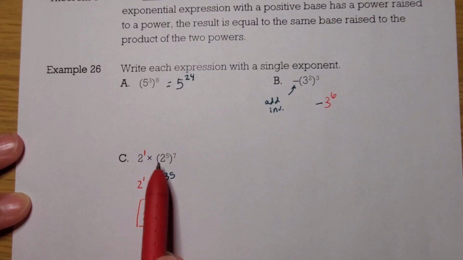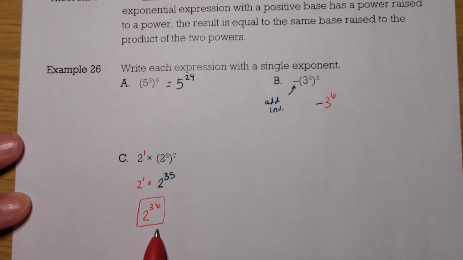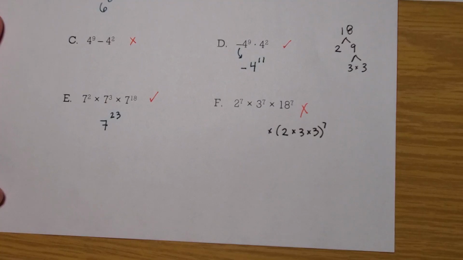So 2 to the first times 2 to the fifth to the seventh is the same as 2 to the 36th power. Let's go back now and see if we can experiment with one of those questions from the product property of exponents examples, where the product property wasn't enough, but I bet we could use what we learned from our experiment here to help us solve that.